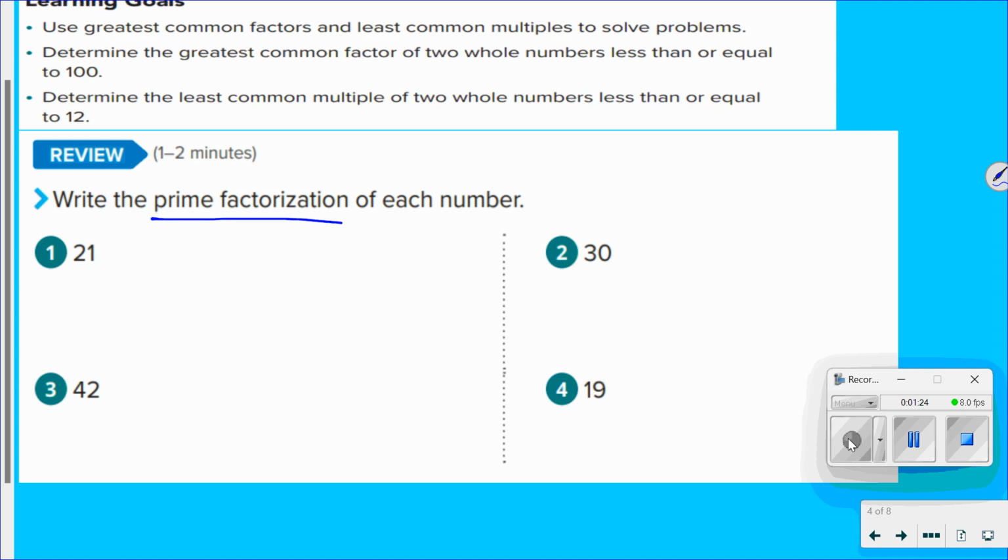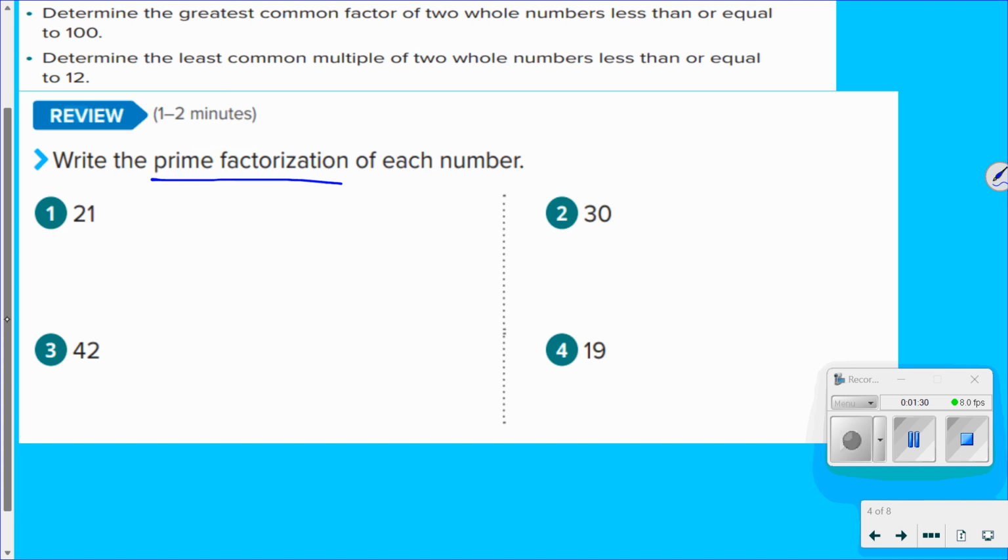Okay guys, I am going to use the cake method for prime factorization because I find it easier, because it should be really quick. 21, can I divide that by 2? No, by 3. Yep. 3, 7 is one of my prime numbers, so I now just rewrite that as a multiplication sentence. 3 times 7. That's how easy prime factorization is, guys.